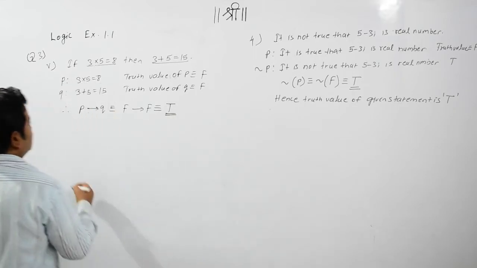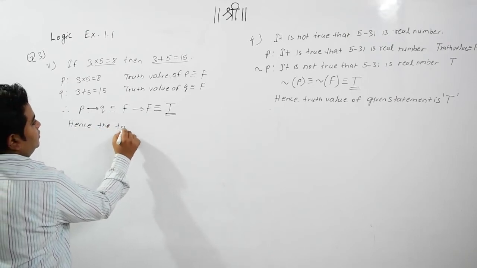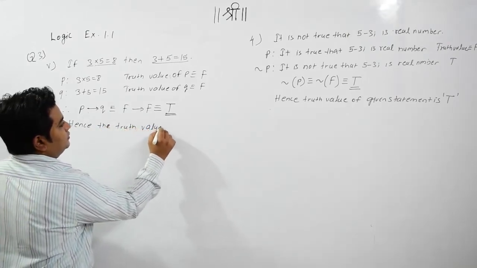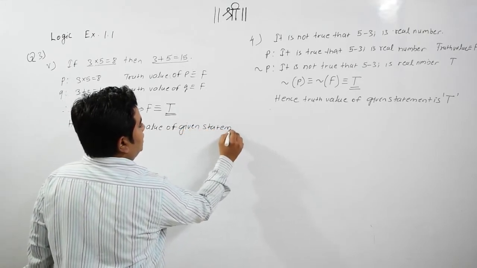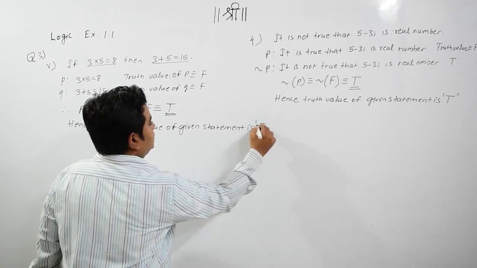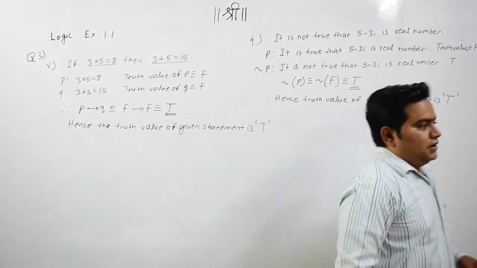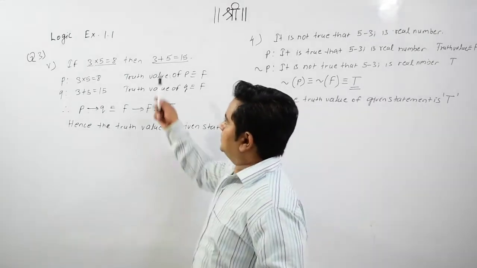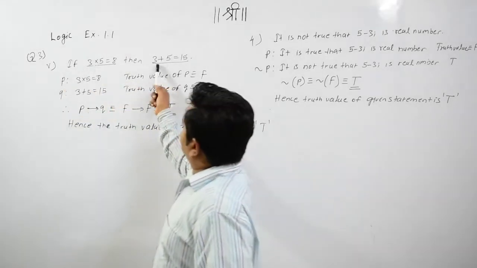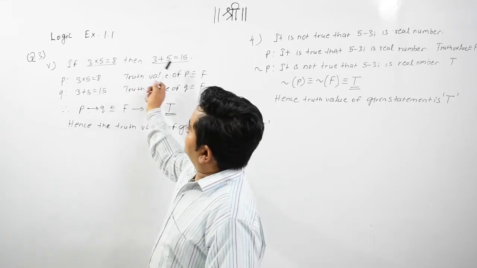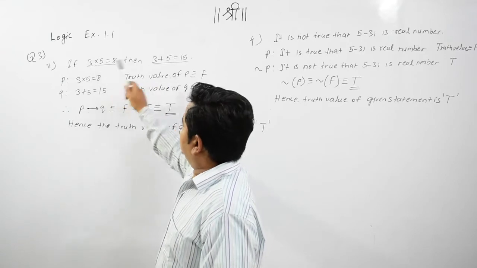Hence the truth value of the given statement is true. Understood? So don't get caught in the trap of this given case. Most importantly, what they are saying is, if this is the case, then this should be the possible case. So this case is depending on this. This P is not depending on this.